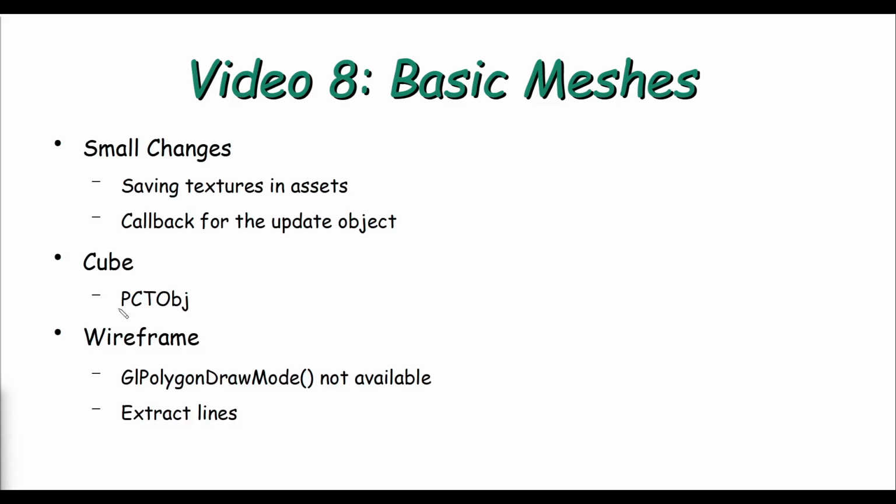create a new object. I will call it PCT object, that stands for position, color and texture. That means the buffer of this object will not only contain position data, but also color data and texture data. And I will also use this object to draw a cube with a texture. I will also show in this video how to draw a wireframe in OpenGL ES.